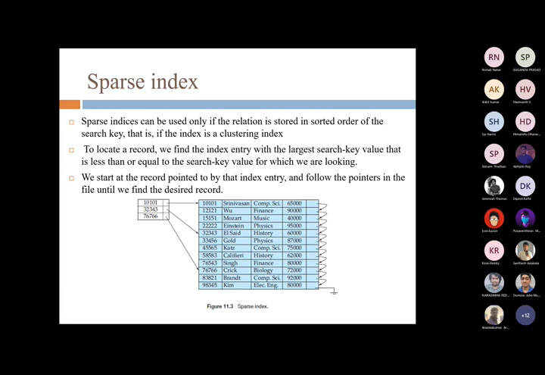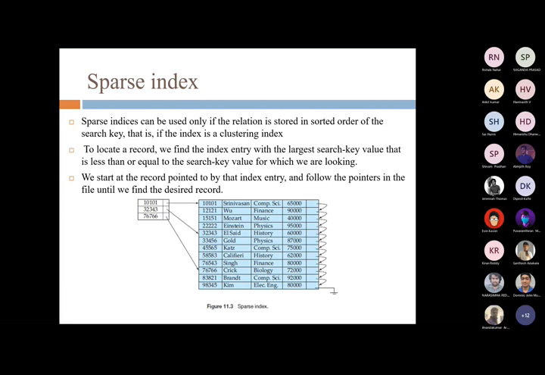However, there are some points that you need to note while you are going to use a sparse index. The sparse index can be used only if the relation is stored in sorted order, right? In the case of a dense index, you can use it even if the relation is in unsorted format. Whereas sparse indices can be used only if the relation is stored in the sorted order of the search key, right? That is, if the indexing is a clustering index.